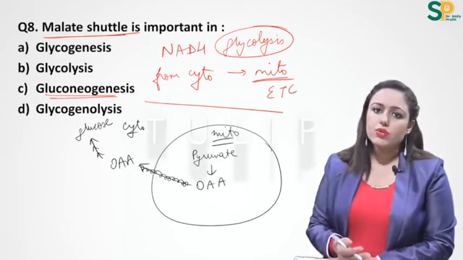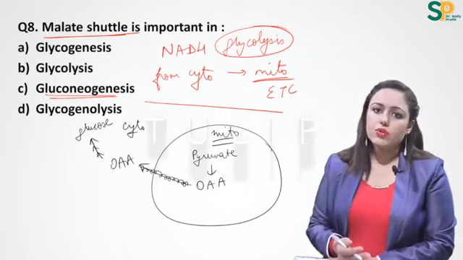But this is not the malate shuttle, because see the detail. Here NADH is used in mitochondria. Here NADH is produced in cytoplasm. So basically what is happening here? NADH is taken from mitochondria to cytoplasm, which is opposite to the purpose of the malate shuttle. So this is not the malate shuttle.